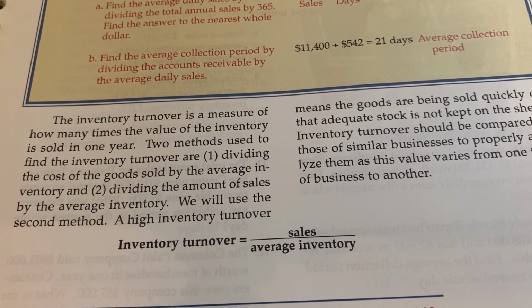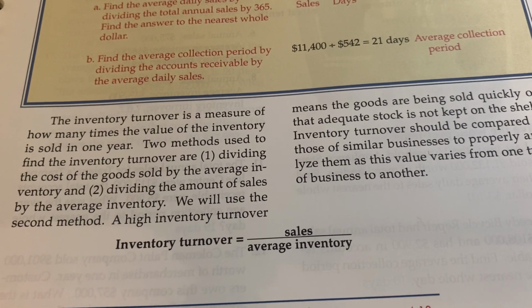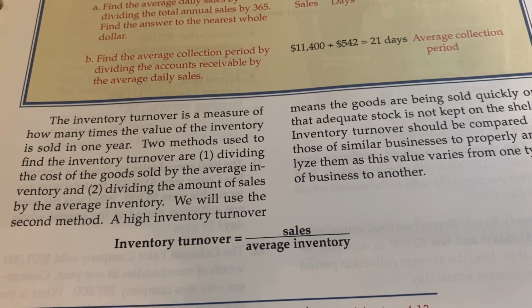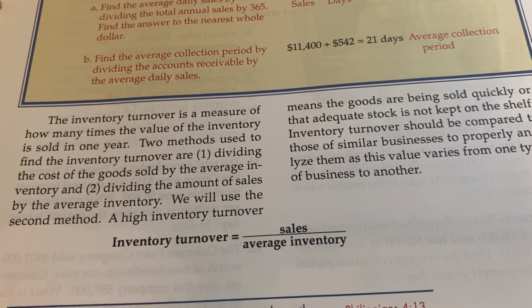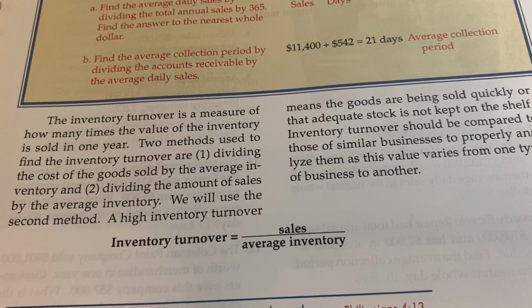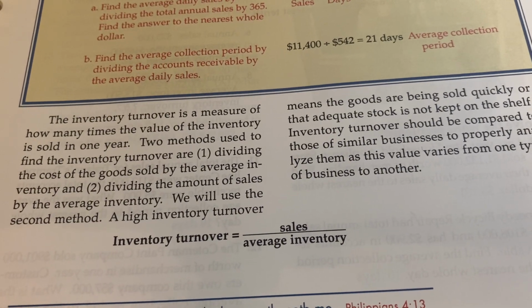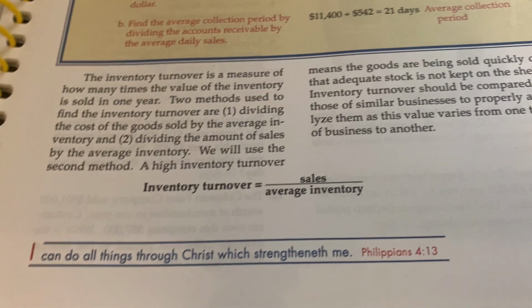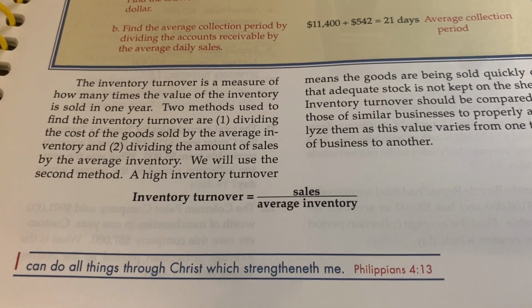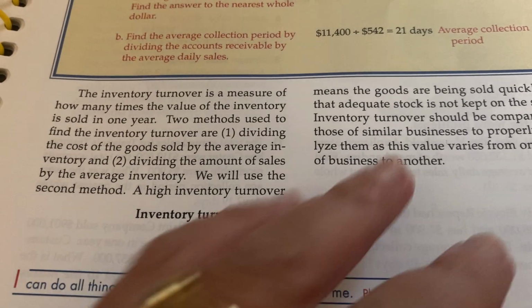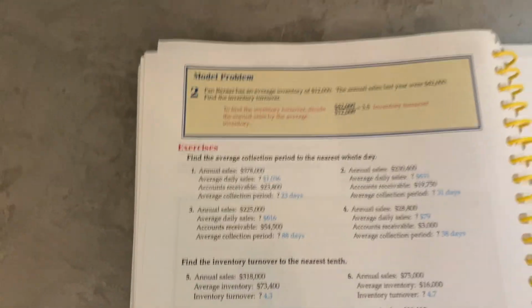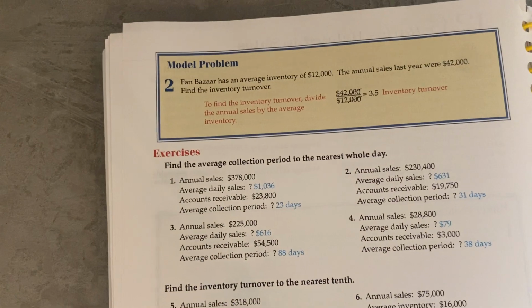Are they being sold quickly, and is adequate stock kept? Or maybe they're being sold too quickly and you can't keep up and you keep having to order things. It's taking so long to order things that people aren't buying them because it takes too long to get the orders in. That's another thing. So to do this, you divide the sales by the average inventory. Let's do that problem. Sometimes you can't really figure this out until you do a problem. So let's look at the problem here.